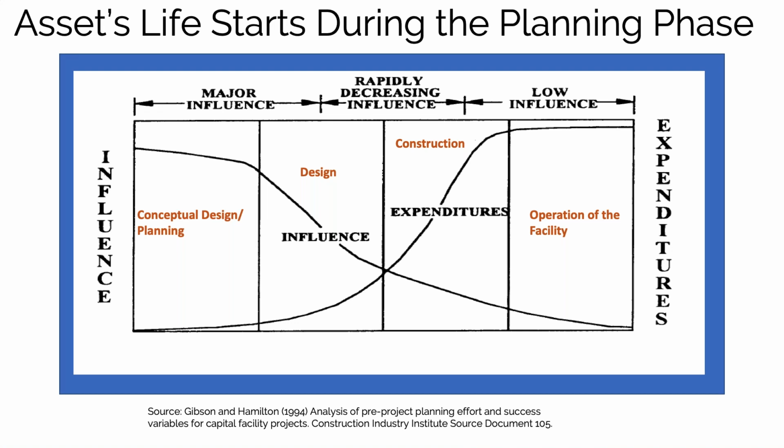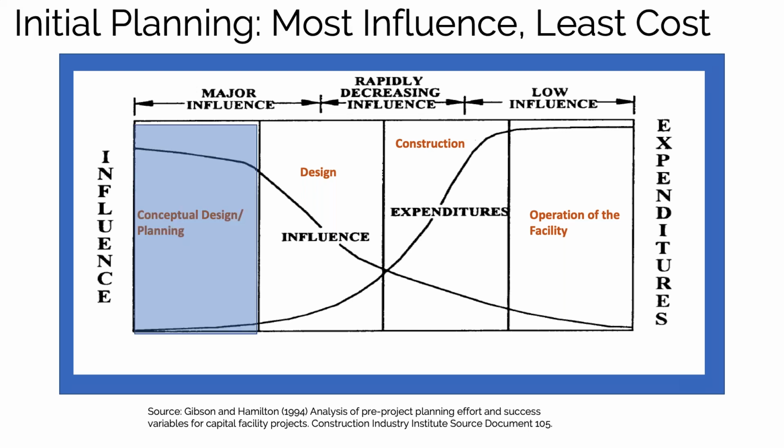The reason we care about the idea that the asset's life starts during the planning phase is because that's when you have the most influence at the least cost. So in the conceptual design phase, which is this blue box over to the left, we have major influence. Here's our influence line, and it's at a very low cost to us. While we're in design, we can make whatever changes we want. For example, we choose to do a different kind of treatment. We want to put our well in a different place. We want to have a different kind of storage tank. All of those decisions are super easy to change in that phase, and they're very inexpensive.